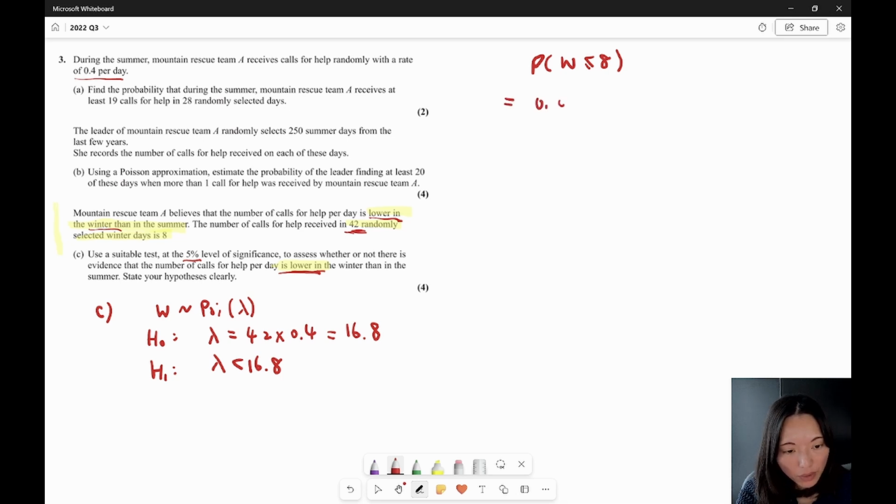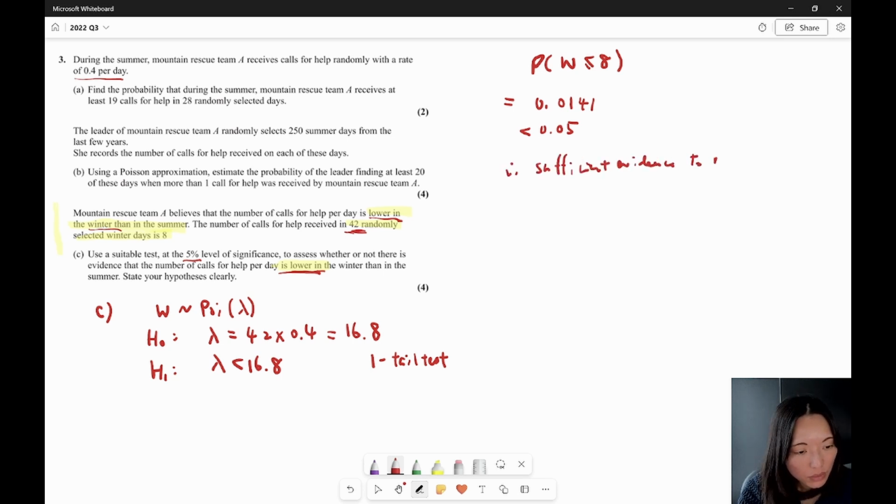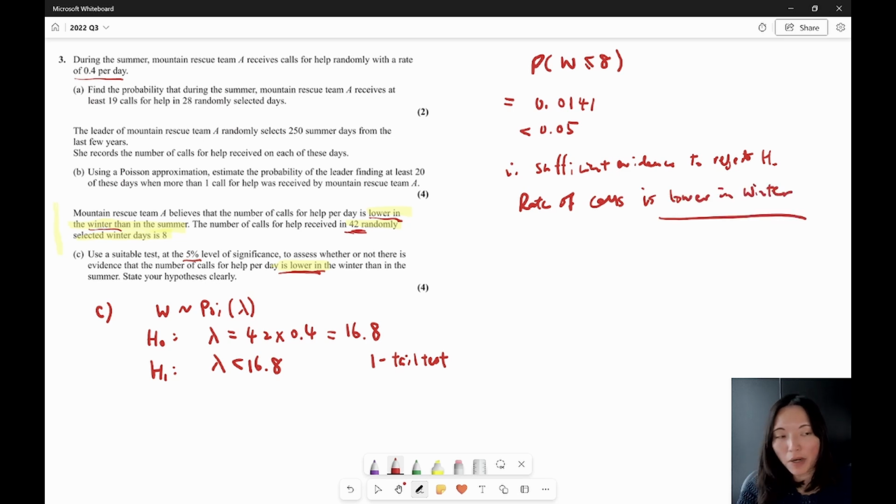This gives us 0.0141. So less than 0.05. It is a one-tail test, so let's write that down there, one-tail test. So it's less than our critical value. Therefore, there is sufficient evidence to reject H0. Essentially, we're saying the rate of calls is lower in the winter. And that's our answer to part C.